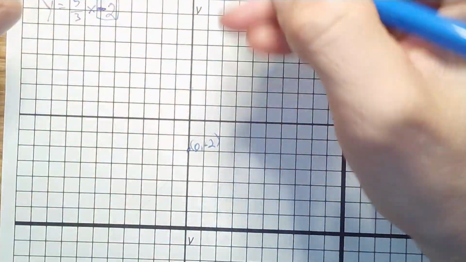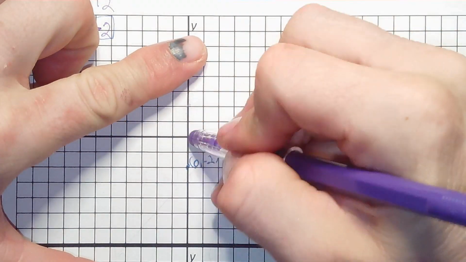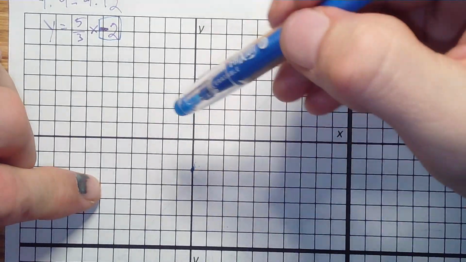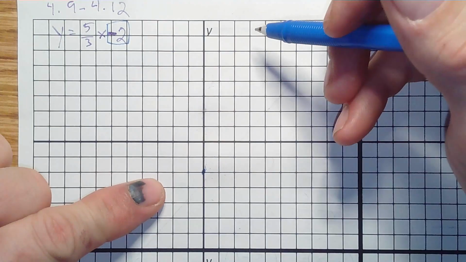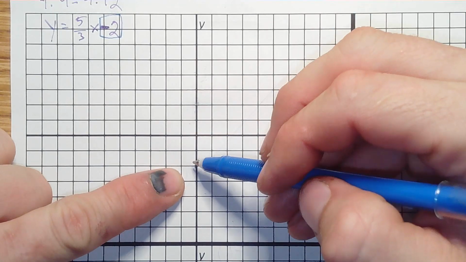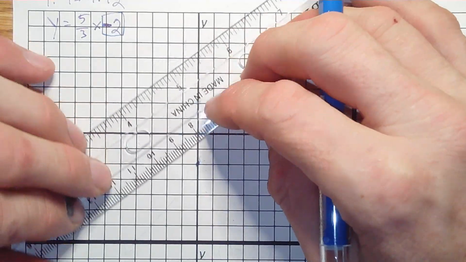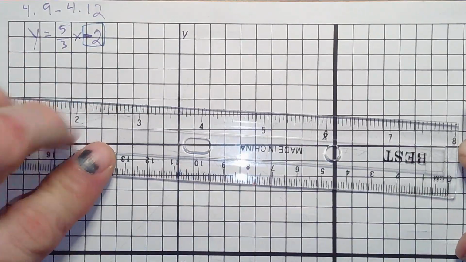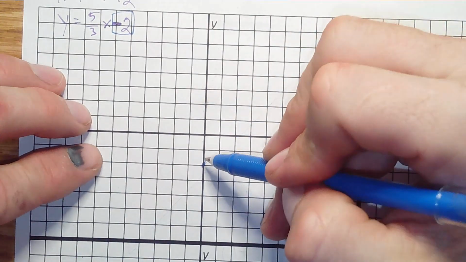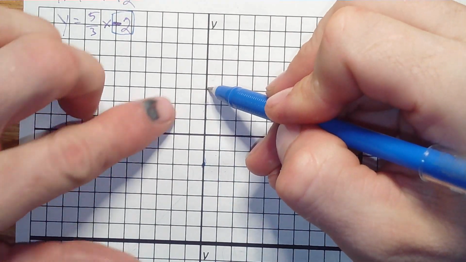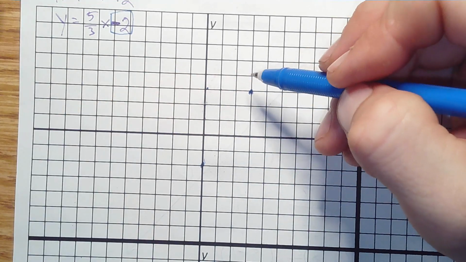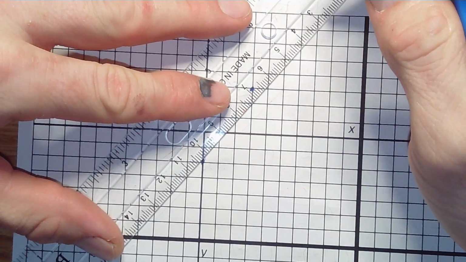Now there are two ways to figure out the line from here. Maybe I'll hold off on labeling these until I draw the line. I know this is a positive slope, so it's not going to go down from left to right, it's going to go up from left to right. It's going to go up 5 and over 3, because that's the definition of slope, change in y for change in x.